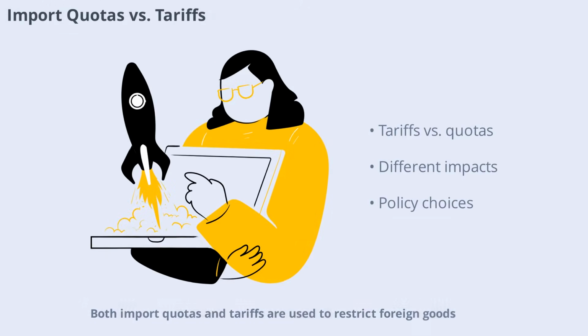Both import quotas and tariffs are used to restrict foreign goods, but they work differently. Tariffs raise the price of imports, while quotas limit the quantity. Each has its own advantages and drawbacks, and governments choose between them based on their economic goals and the industries they want to protect.